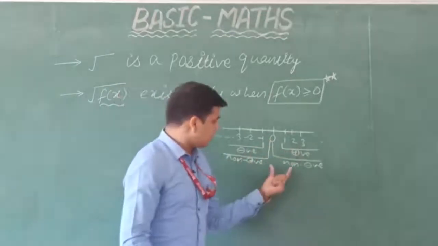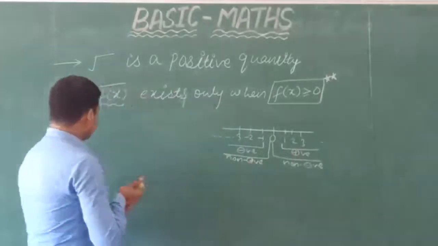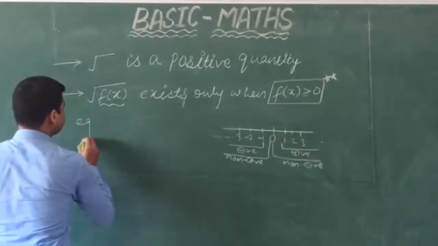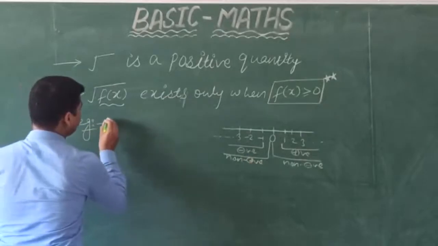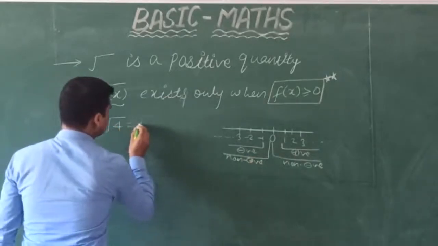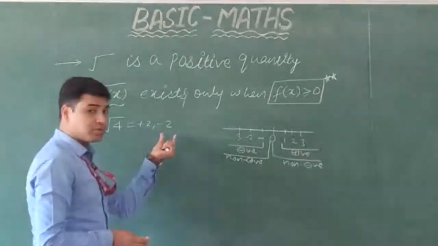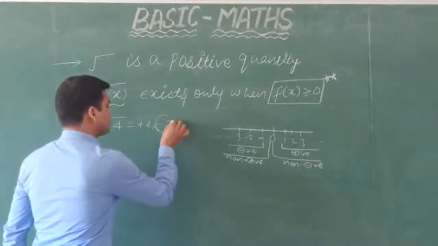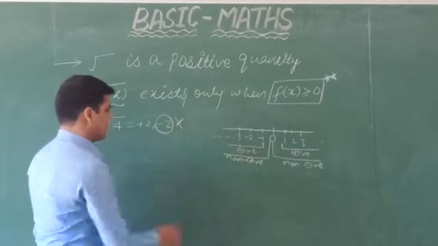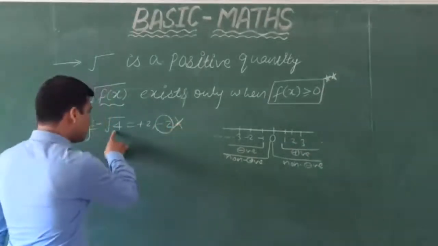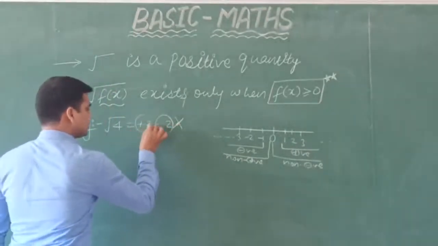Okay, so I hope you are getting this. Now I am asking a question here. What is the value of this? Example: root under 4. What is the value of this, plus 2 or minus 2? If you are saying minus 2, you are wrong. Minus 2 is not possible. This is incorrect here. So what is the value of root 4? Plus 2. This is the correct answer.